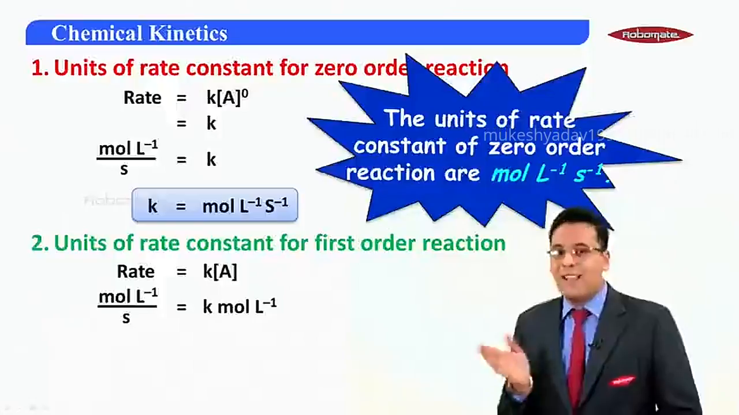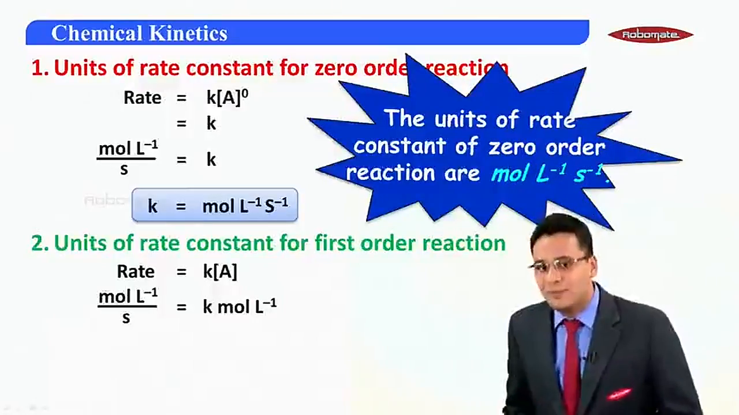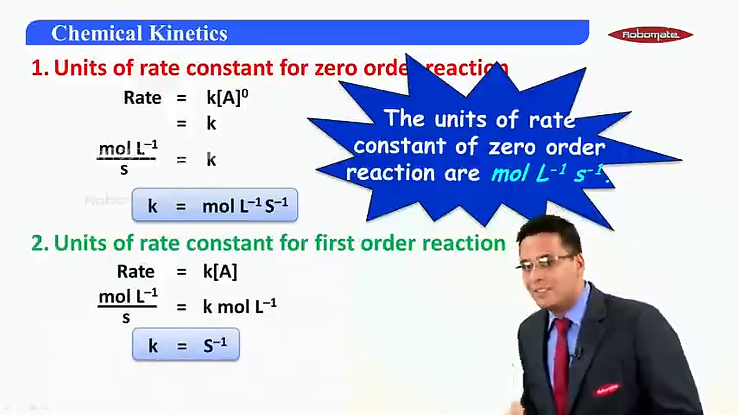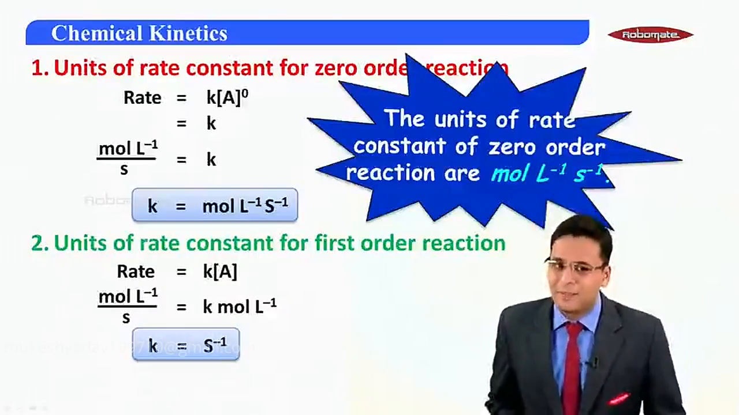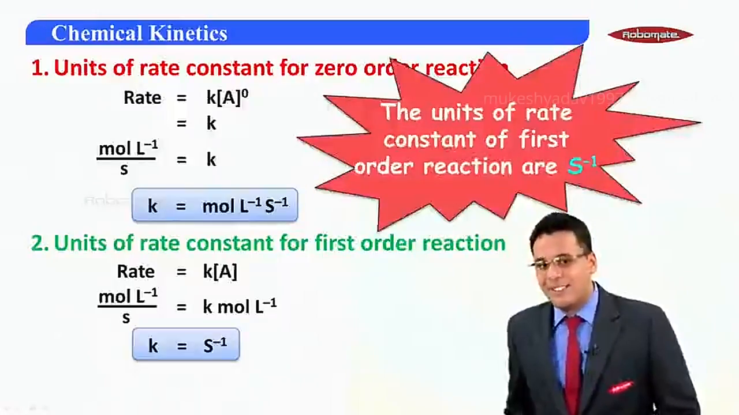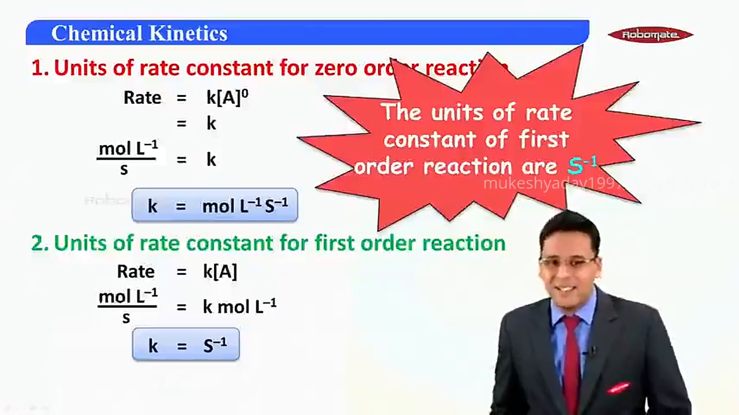When you cancel out the common terms on both the sides of equal to, you will be left with K is equal to second inverse. Mole per liter and mole per liter will get cancelled on both sides. So we can say that the unit of rate constant for a first order reaction is second inverse. Isn't it easy, my dear students?